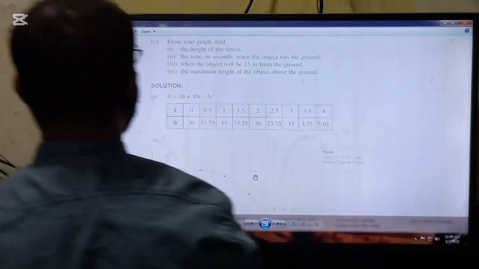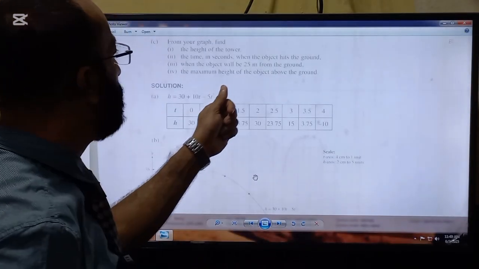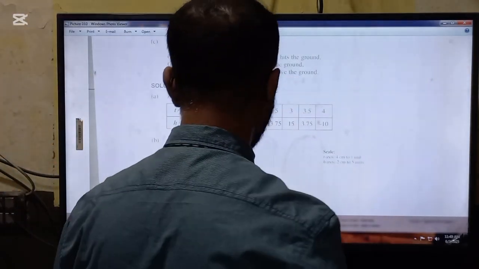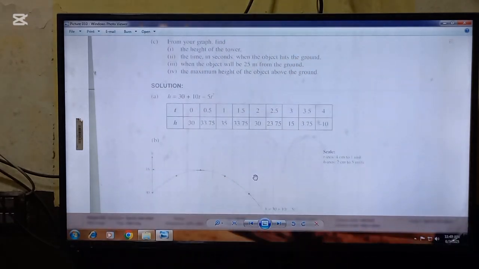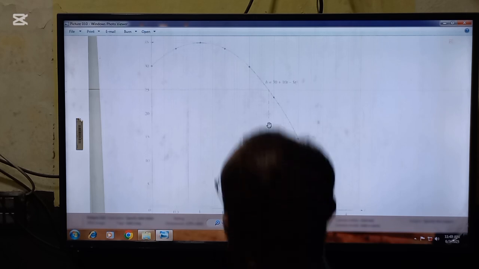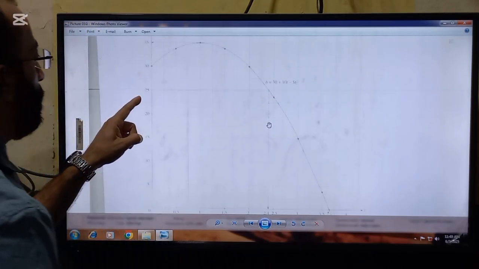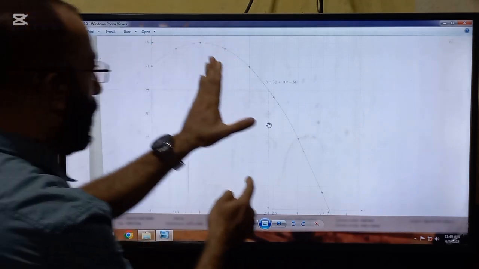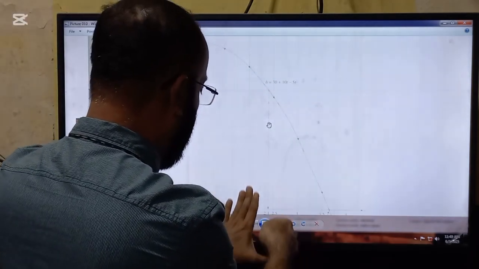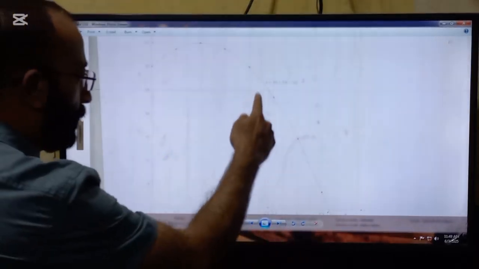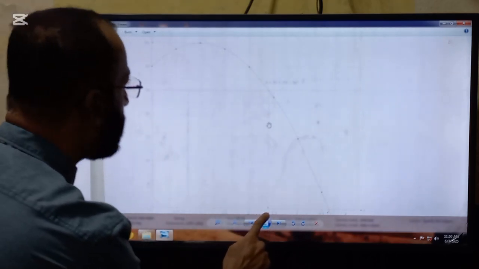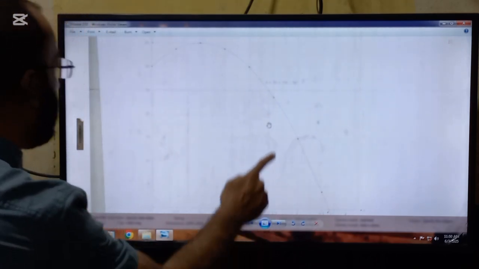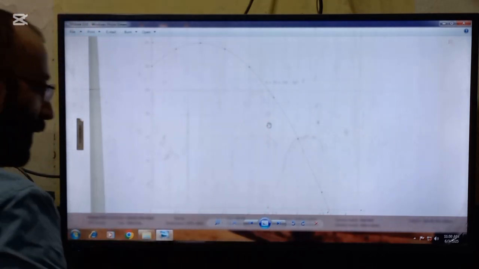Look now, the next requirement is when the object will be 25 meters from the ground. So we will locate the point 25 on the vertical line. So this is the 25 point on the vertical line. From here we will draw a dotted line with the help of a scale, and we will cut the x-axis with the help of the scale, and this is the corresponding value of x when the height is 25.